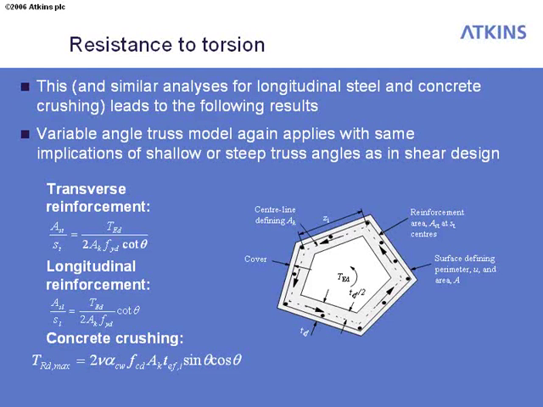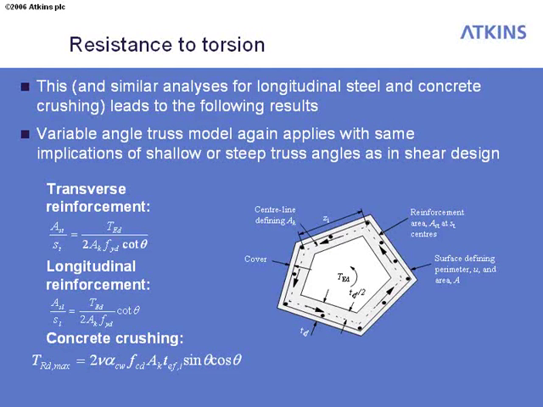For the longitudinal reinforcement, cot theta is on the top of the equation, so the reverse applies. If we go for 45 degrees, we have a multiplier of 1, but if we go for the flat truss angle, we will end up providing 2.5 times more longitudinal reinforcement distributed around the perimeter. So for torsion, you've got lots of things to juggle.